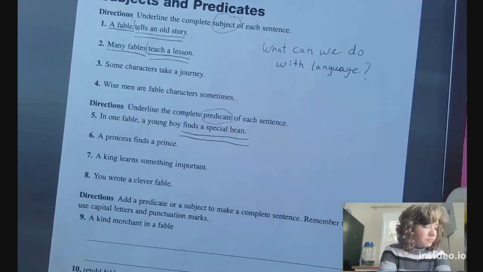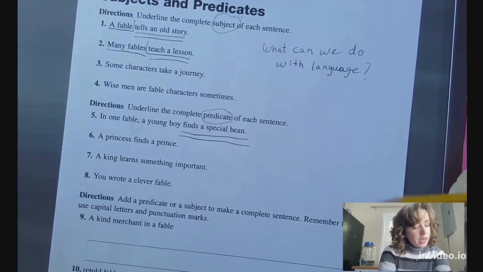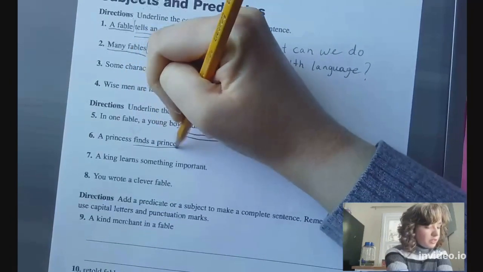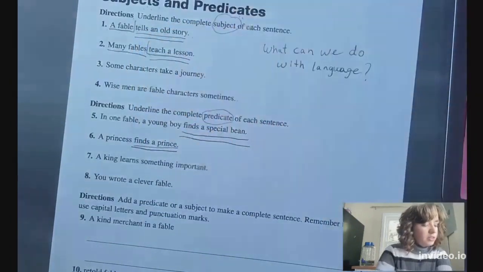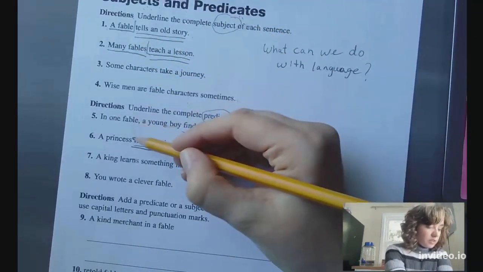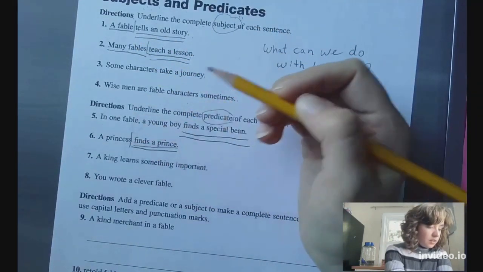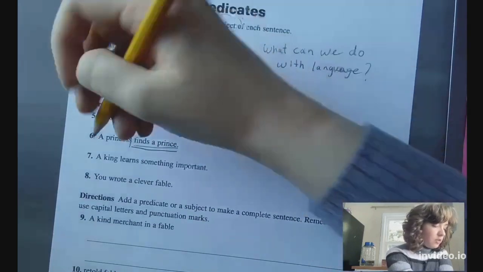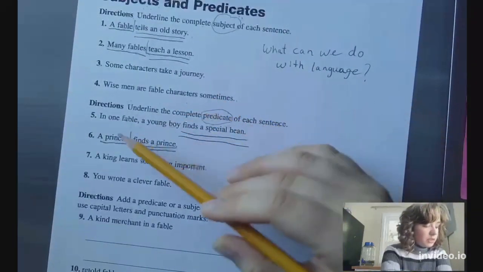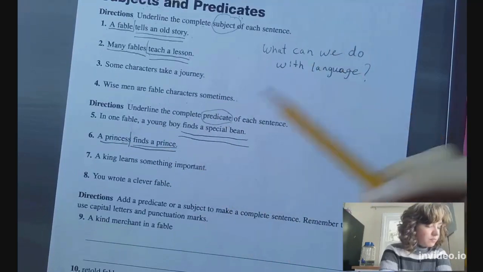Number 6. A princess finds a prince. What do I think is happening in this sentence? I think she's finding a prince, so I'm going to underline that twice. And if you are looking for the subject, you can split these in half. The subject is who the sentence is about. It's about the princess. What she's doing is finding a prince.